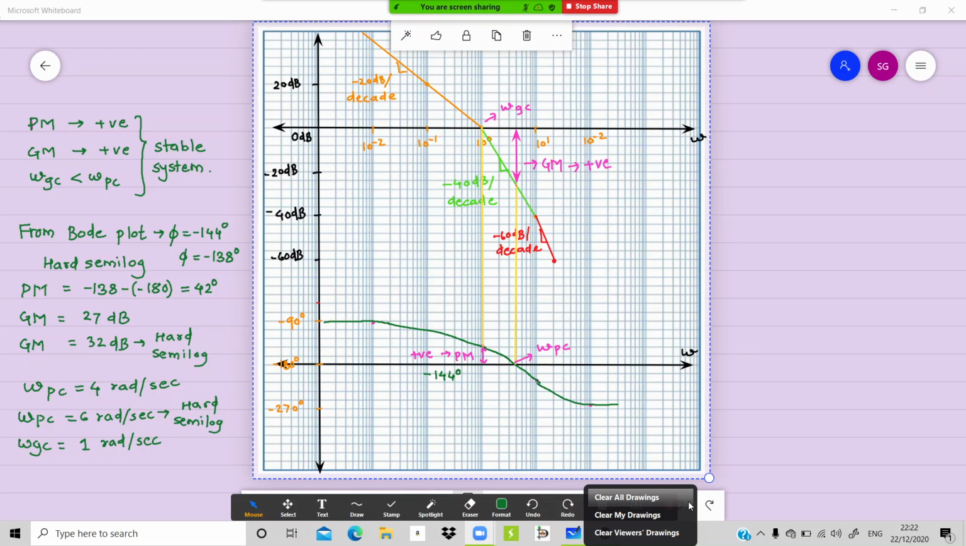I'll save this. Yeah, I'll add to this also. Magnitude plot I have not written, so I'll write. And phase plot. Okay, now I'll save this. And all the best.